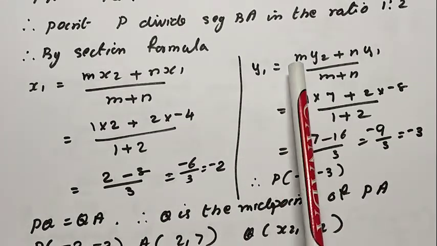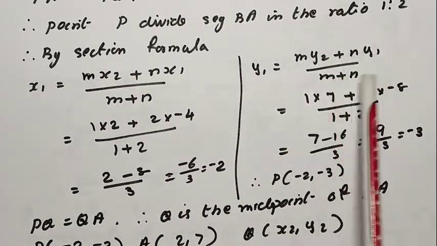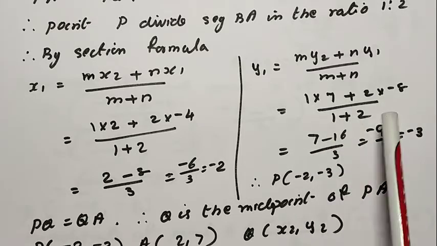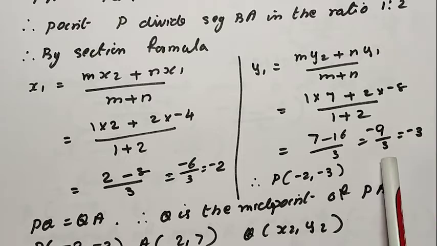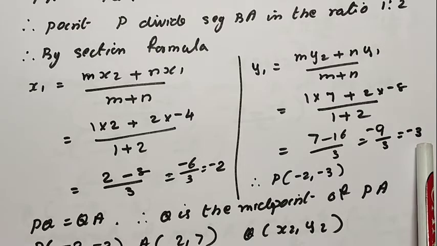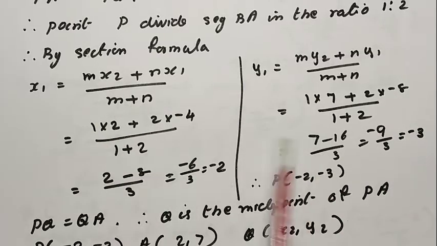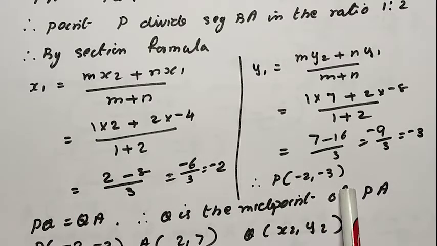Now, the y coordinate is (my2 plus ny1) upon (m plus n). So, 1 into 7 plus 2 into minus 8 upon 1 plus 2, which is 7 minus 16 upon 3, which is equal to minus 9 upon 3, that is equal to minus 3. Therefore, we got the coordinate of point P (x1, y1) as minus 2 and minus 3.